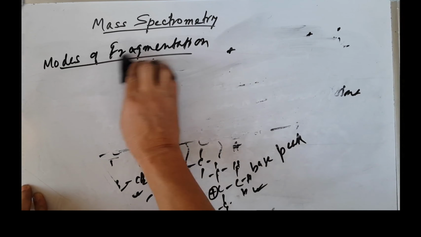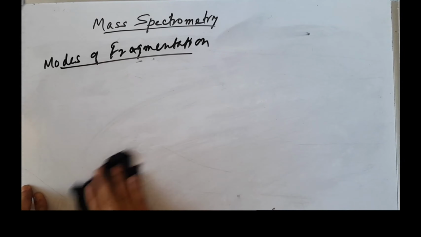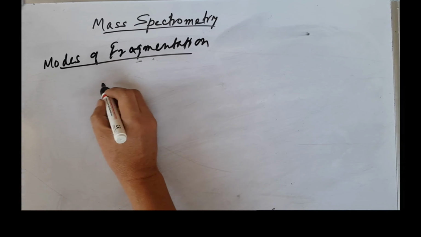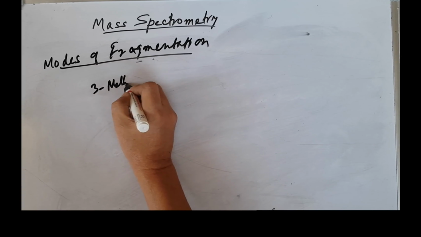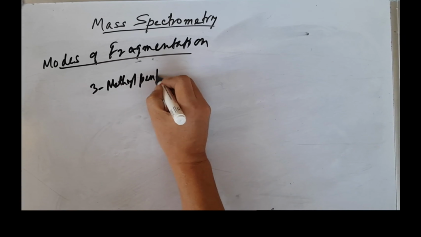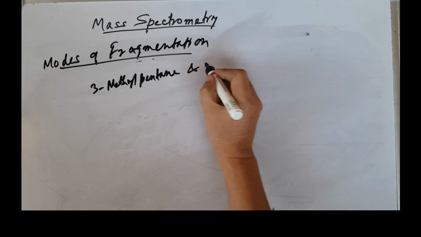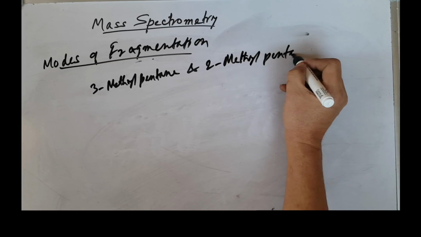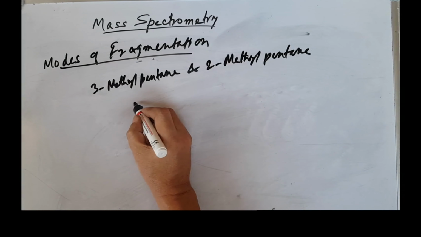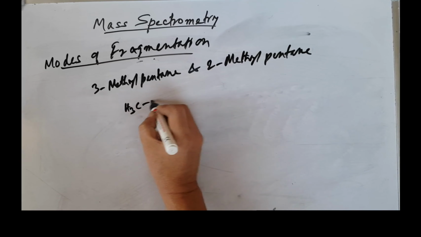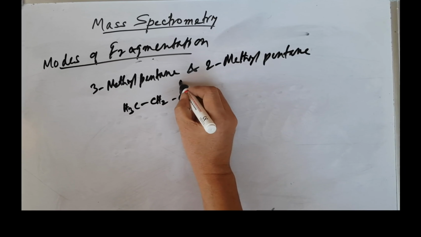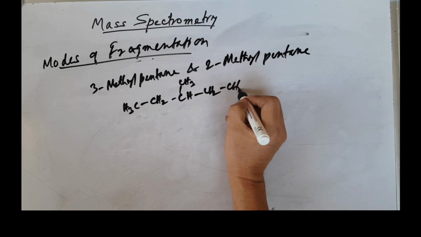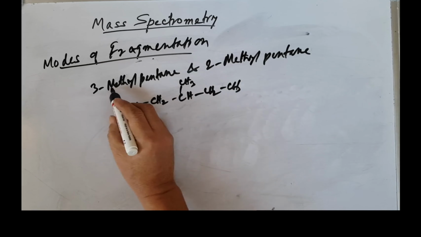Okay, you see, 3-methyl pentane and 2-methyl pentane. I'm going to compare these two. So 3-methyl pentane means CH3, CH2, CH, CH2, CH3: 1, 2, 3, 4, 5. So this is 3-methyl pentane.